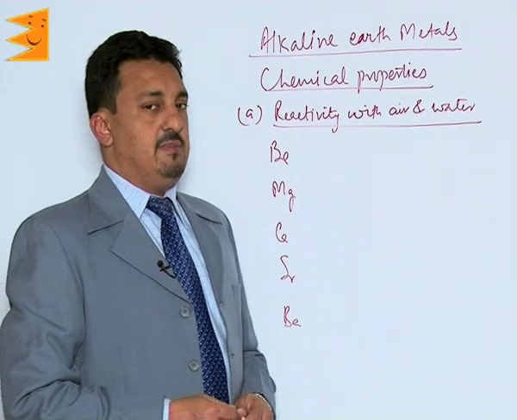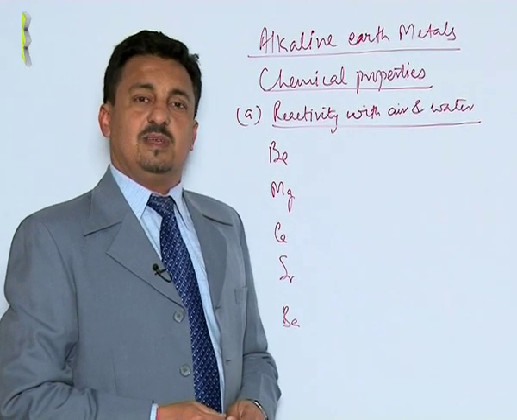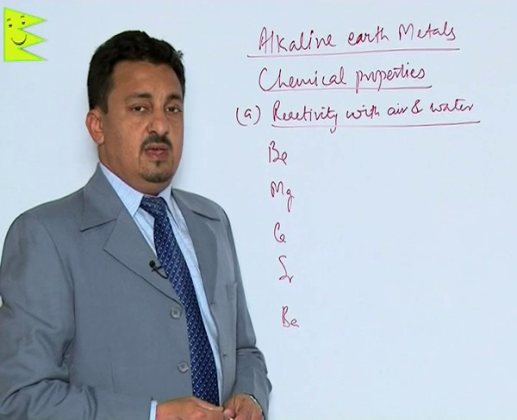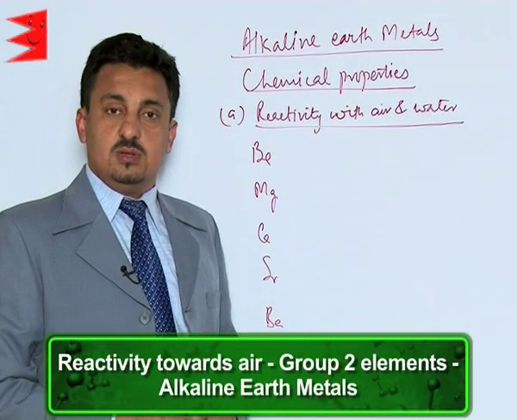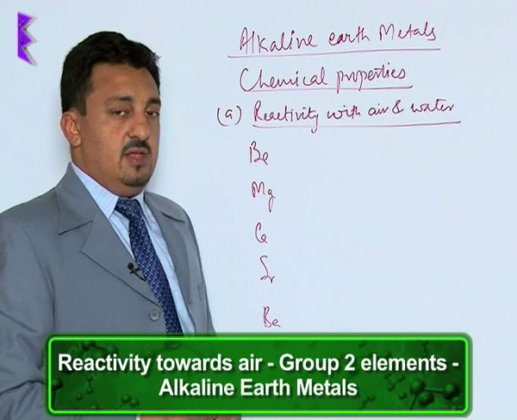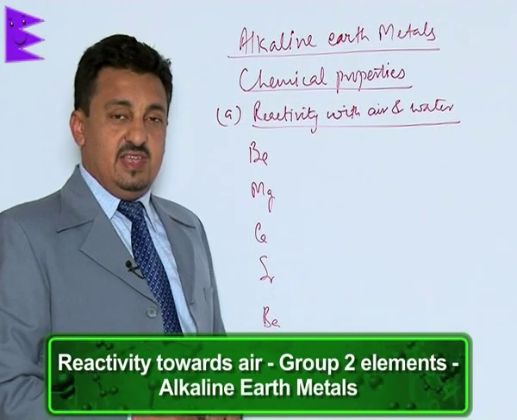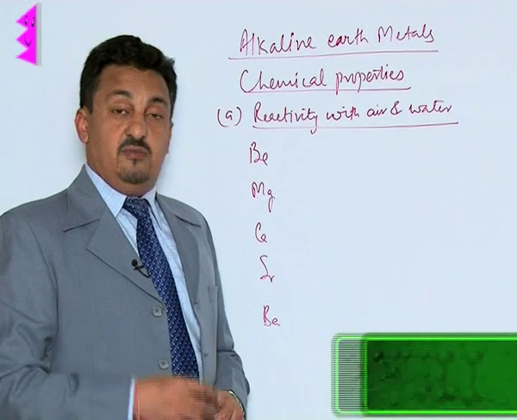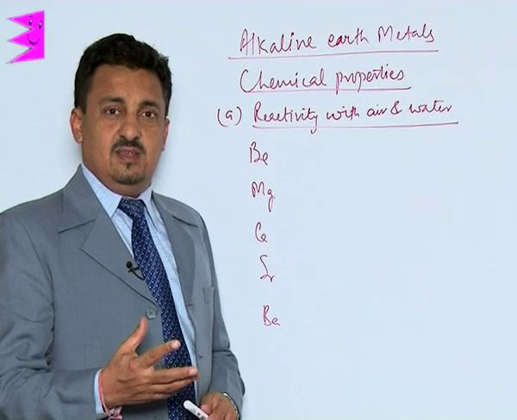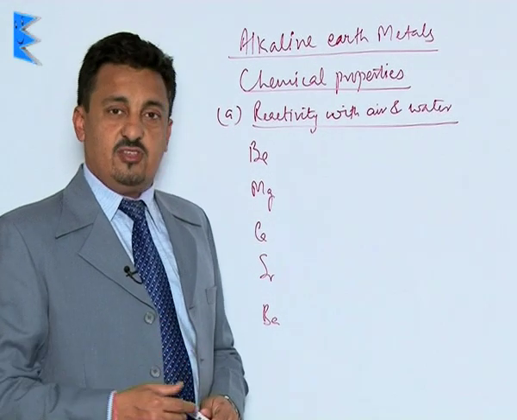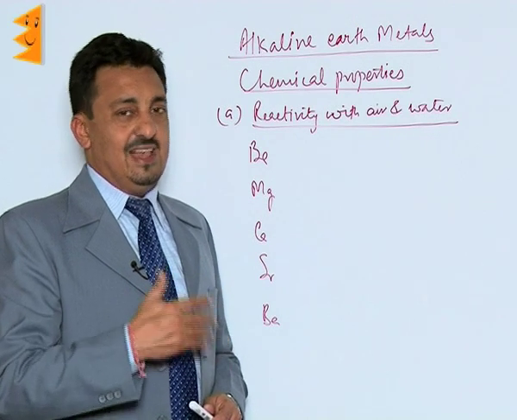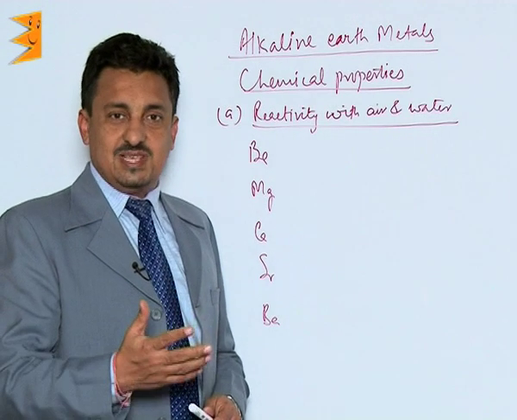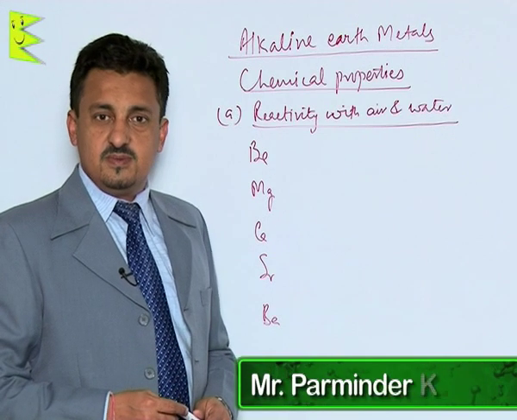Now let us discuss the chemical properties of alkaline earth metals. First, we will see their reactivity with air and water. Now these elements are very reactive. They are very electropositive metals, the reason being they have low ionization enthalpies. But remember, their reactivity is lesser than the alkali metals because they have smaller size and higher nuclear charge.